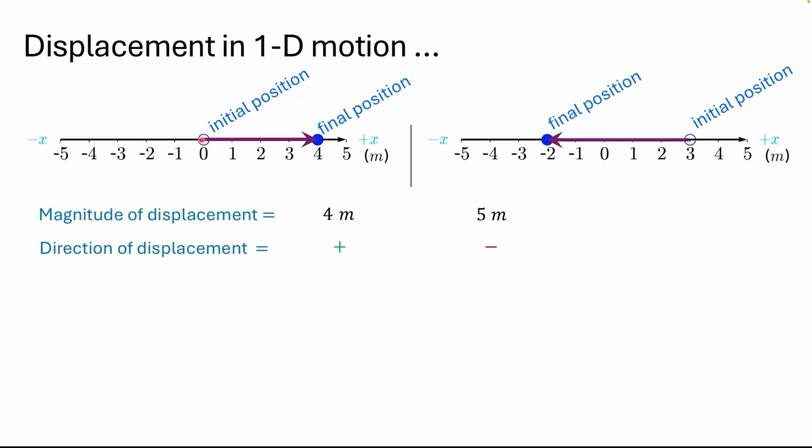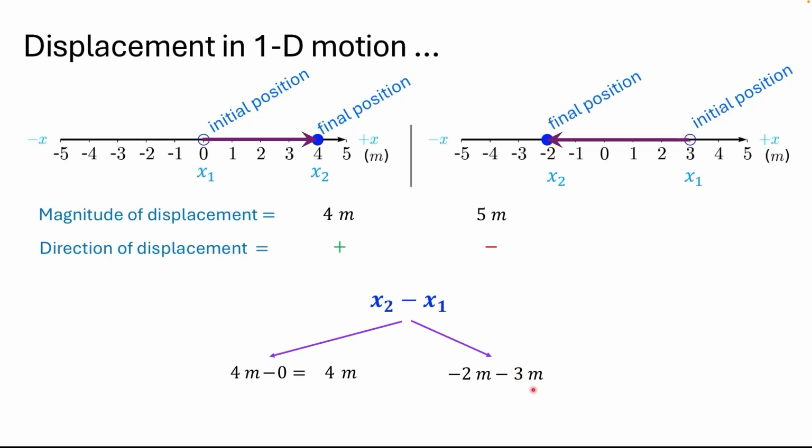Next, I take the initial position as x1, and the final position as x2. For this object, this is x1, and this is x2. Next, I'm going to find x2 minus x1. For this object, x2 is 4 meters, minus x1 is 0, is equal to 4 meters. For this object, x2 is negative 2 meters, minus x1 is 3 meters, is equal to negative 5 meters.